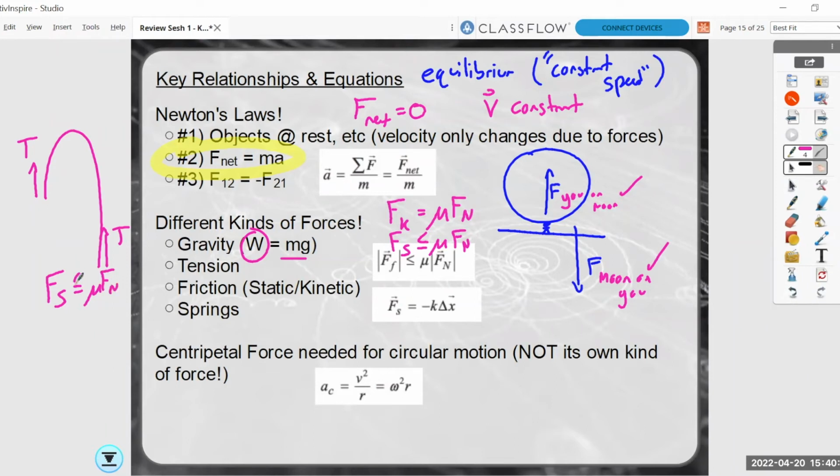In this case, there are two different mu's, right? Mu k and mu s. Static friction mu is typically stronger than kinetic friction mu. Springs come up, that force is kx in the restoring force direction.